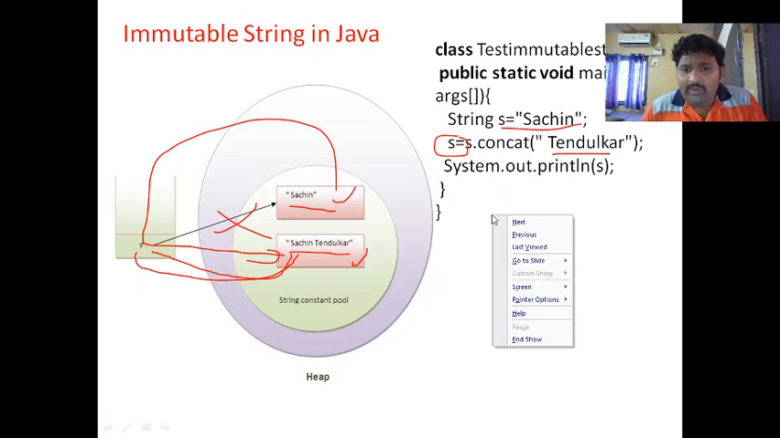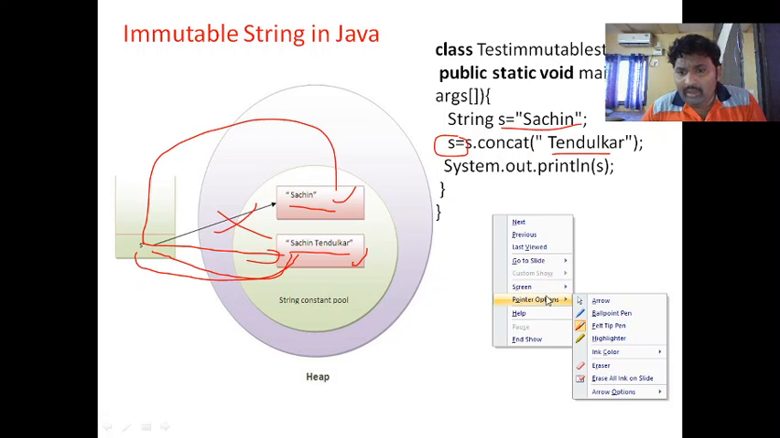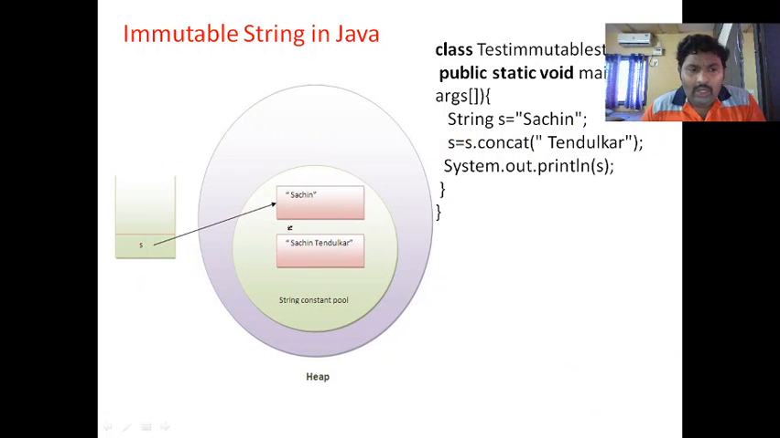So I repeat this concept again for your better understanding. First, when the program compiles, an object called s is created and Sachin is stored. After that, when I make the statement s.concat of Tendulkar, Tendulkar is added to Sachin. Java will not change the already created object. It creates a new object, the new word is stored within it, the previous reference is removed, and the new reference is given, pointing to Sachin Tendulkar.